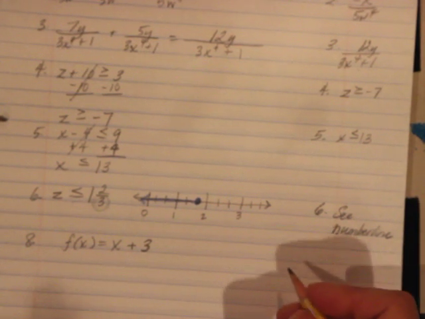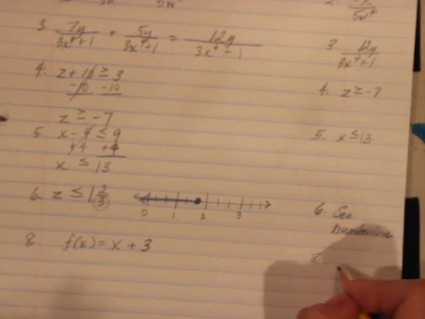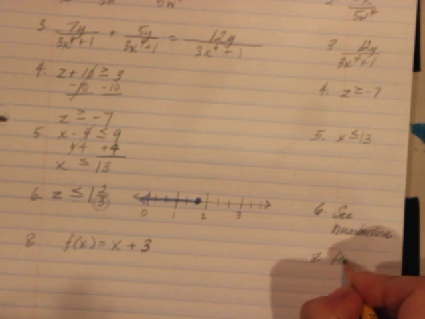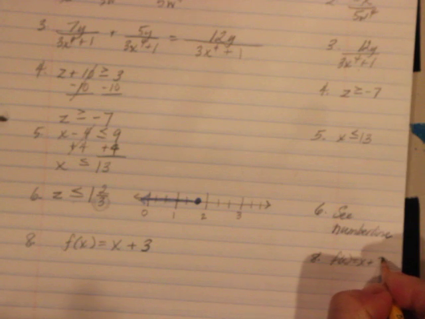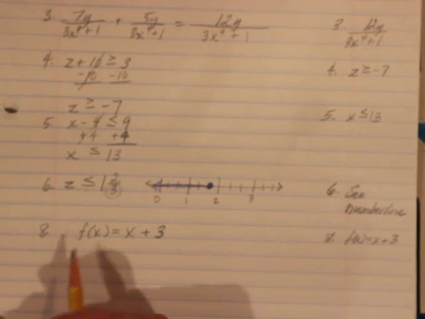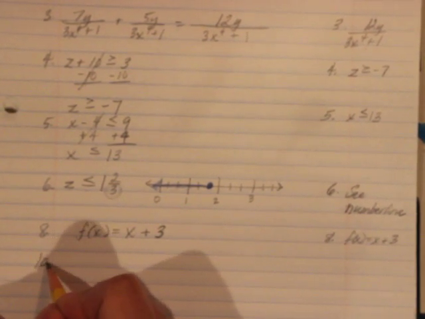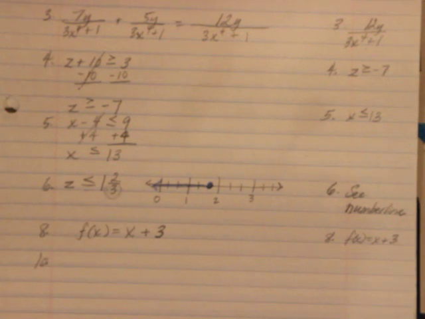So here it is, there's my definition. And I'll just rewrite it over here. F of x equals x plus 3. Okay. Number 10. In 2 similar triangles, the lengths of the sides of the larger triangle are directly proportional to the lengths of the corresponding sides of the smaller triangle. Find the length of x.